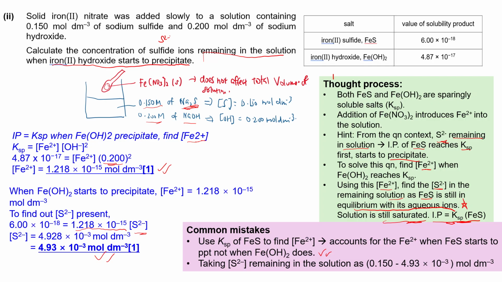And some of you actually equate 0.150 minus what you have here, 4.93 times 10 to the power of negative 3. You minus it off such that you find the concentration of S2 minus that's remaining in the solution. That's wrong, right? Because what you are finding here is not the sulfur ions that's remaining in the solution, but the concentration of S2 minus that has been precipitated. Okay, so please note.